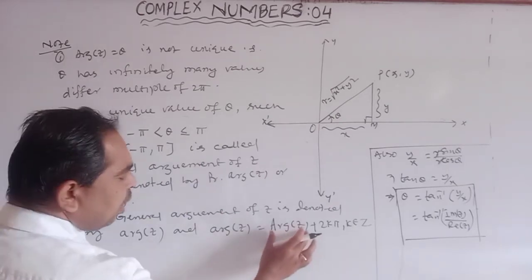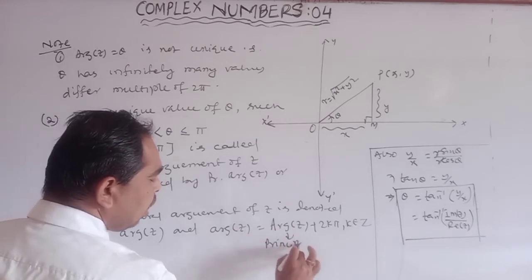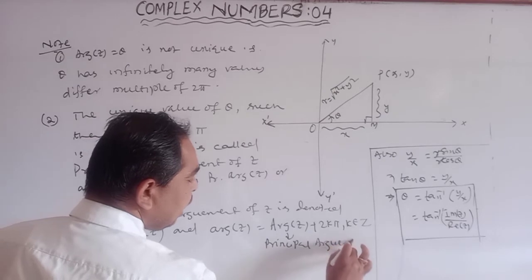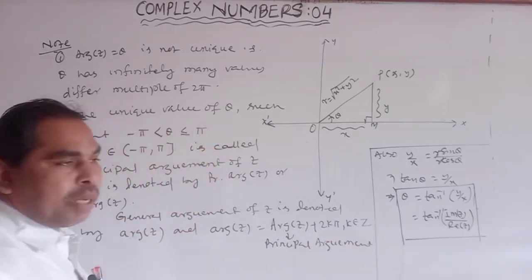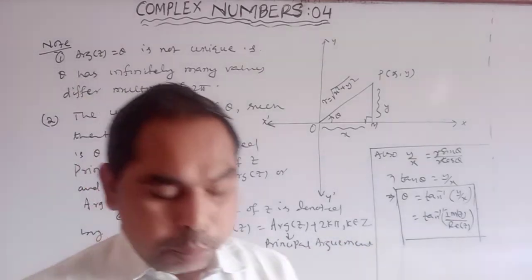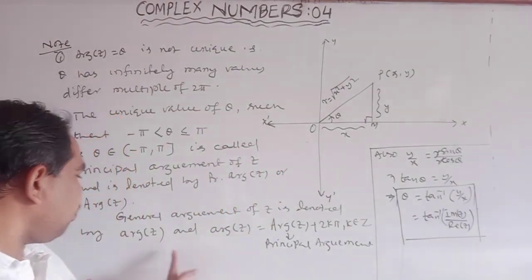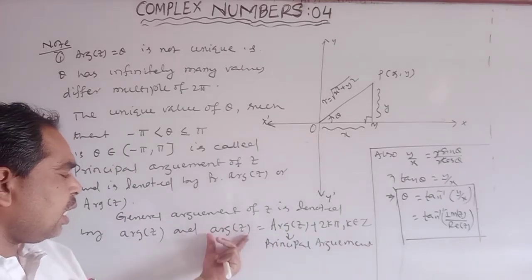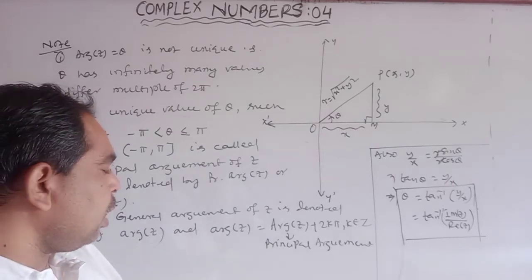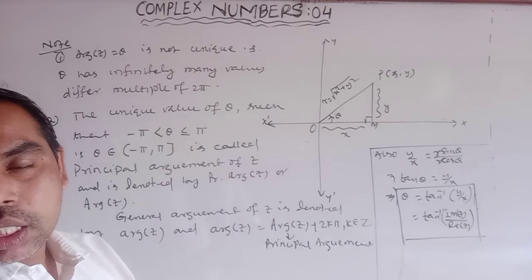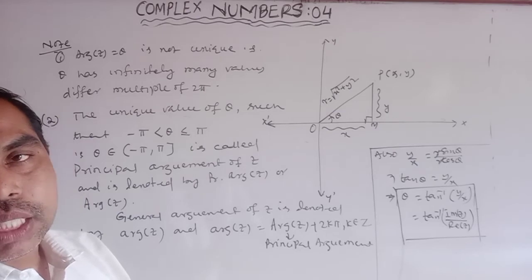So this is the principal argument. Principal argument lies between minus pi to plus pi, minus pi not included whereas plus pi included, so it is called principal. So principal argument is a unique value, but general argument means infinitely many values. Principal argument plus a multiple of 2 pi is known as general argument.